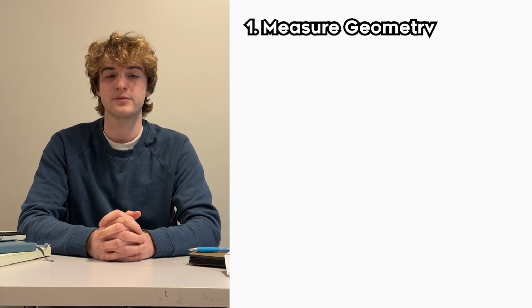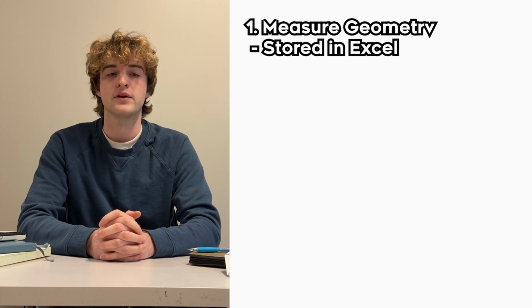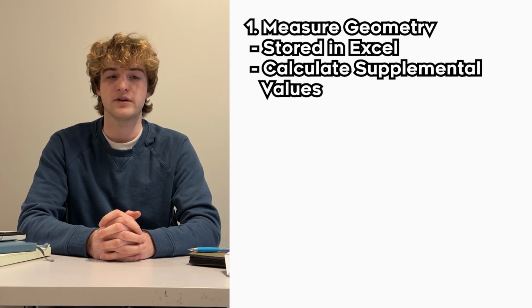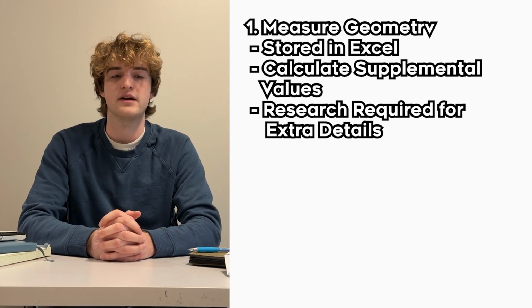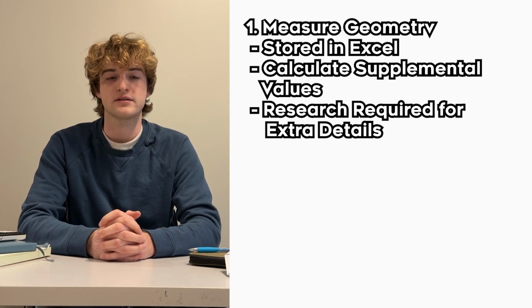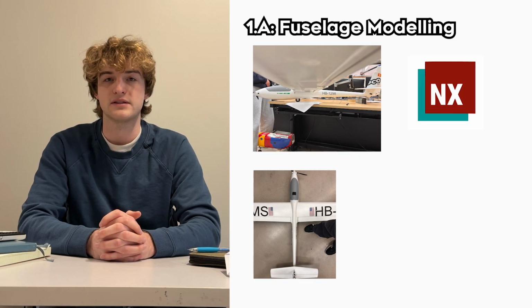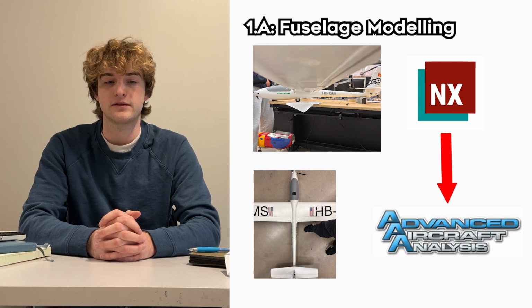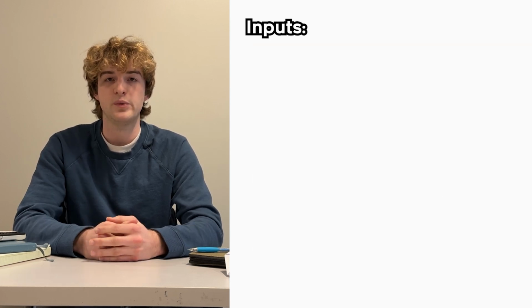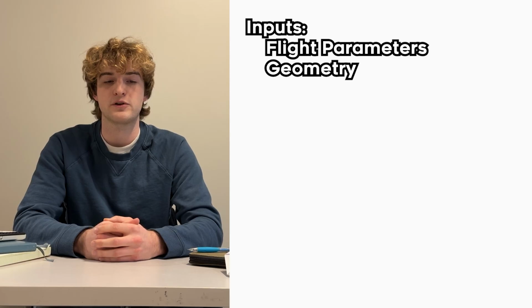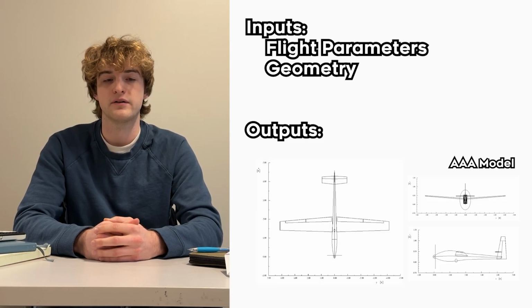In order to produce AAA models of our assigned aircraft, we first needed to take measurements of the geometry. Once measurements were taken, they were stored in an Excel file where other parameters such as C-bar and lambda were calculated. For any parameters that could not be measured or calculated, we made educated assumptions or tried finding resources online. For the fuselage section, we took precise images of the aircraft and CAD'd them in Siemens NX. With the CAD model of the fuselage, we could import it into AAA and incorporate it into our geometry. After inputting our flight parameters and values from the geometry spreadsheet, AAA generated a 3-view model of the aircraft.